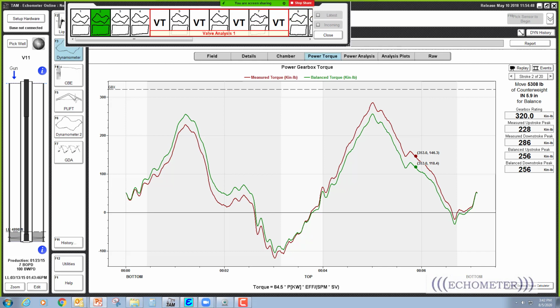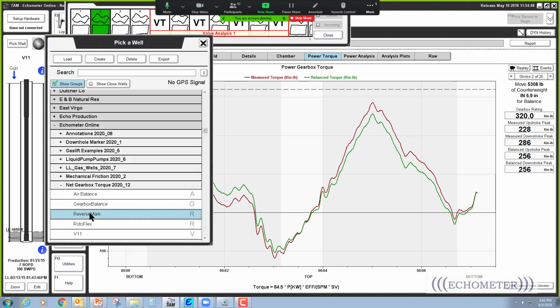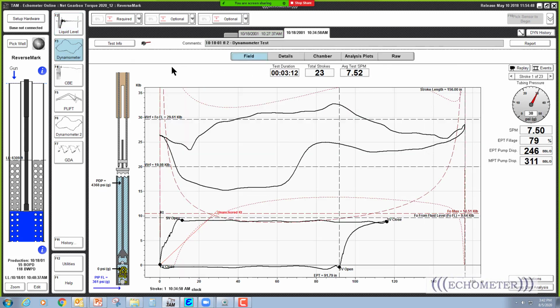Okay. The next example I want to show you is a reverse mark. And so if I go pick a well and go to the reverse mark, this is a well that we went to quite a while ago. This data was collected in 2001. It's a well near Vernal, Utah, and we didn't use the power probe because it had a gas engine, so you couldn't use the power probes.